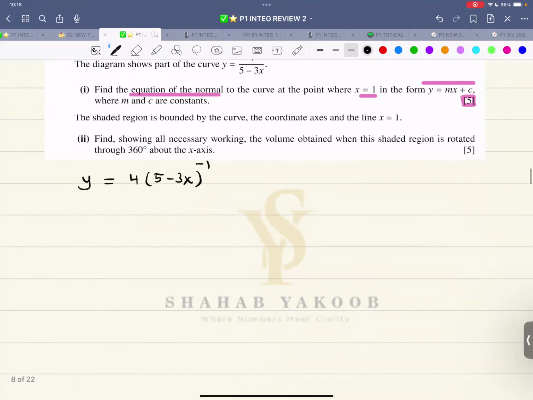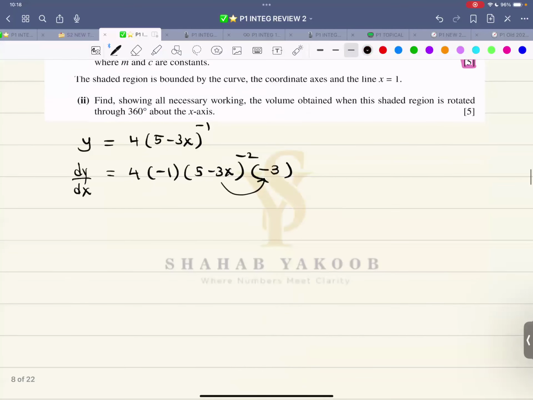So first things first, y is equal to 4 bracket 5 minus 3x raised to the power of -1. dy by dx: differentiate, 4 as it is, -1 comes down, 5 minus 3x, power becomes -2. Don't forget to multiply by the derivative of the bracket, which is -3. So now we have -1, we have -3, that is positive 3. 3 into 4 is 12. So this is 12 over 5 minus 3x, the whole thing squared.